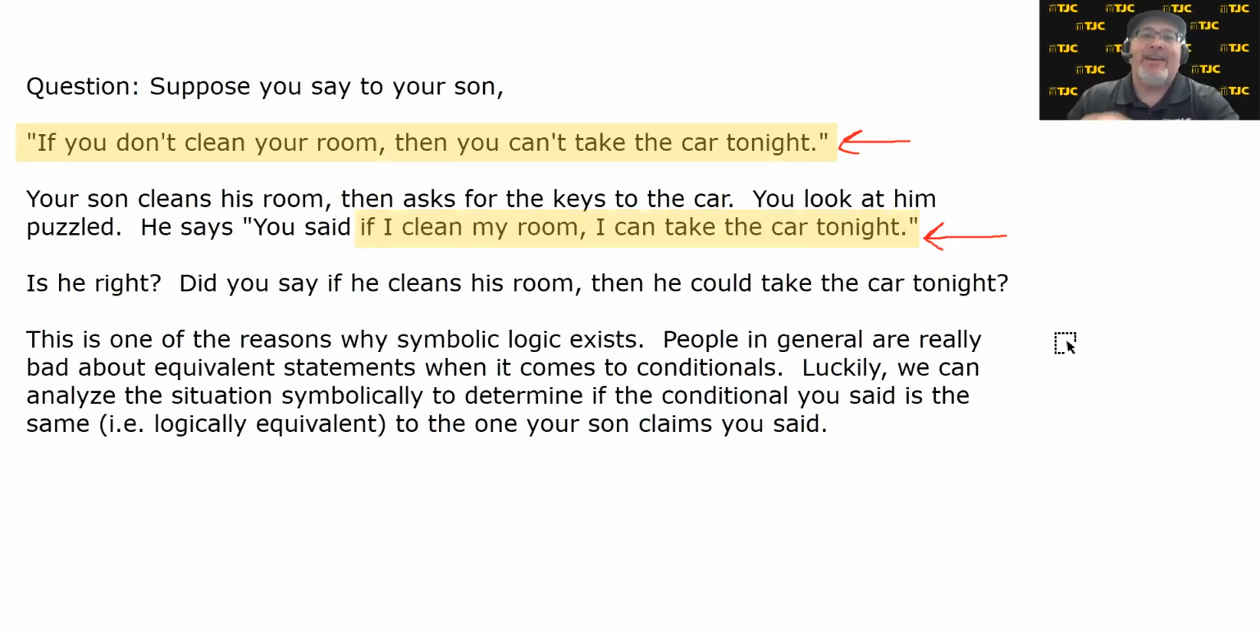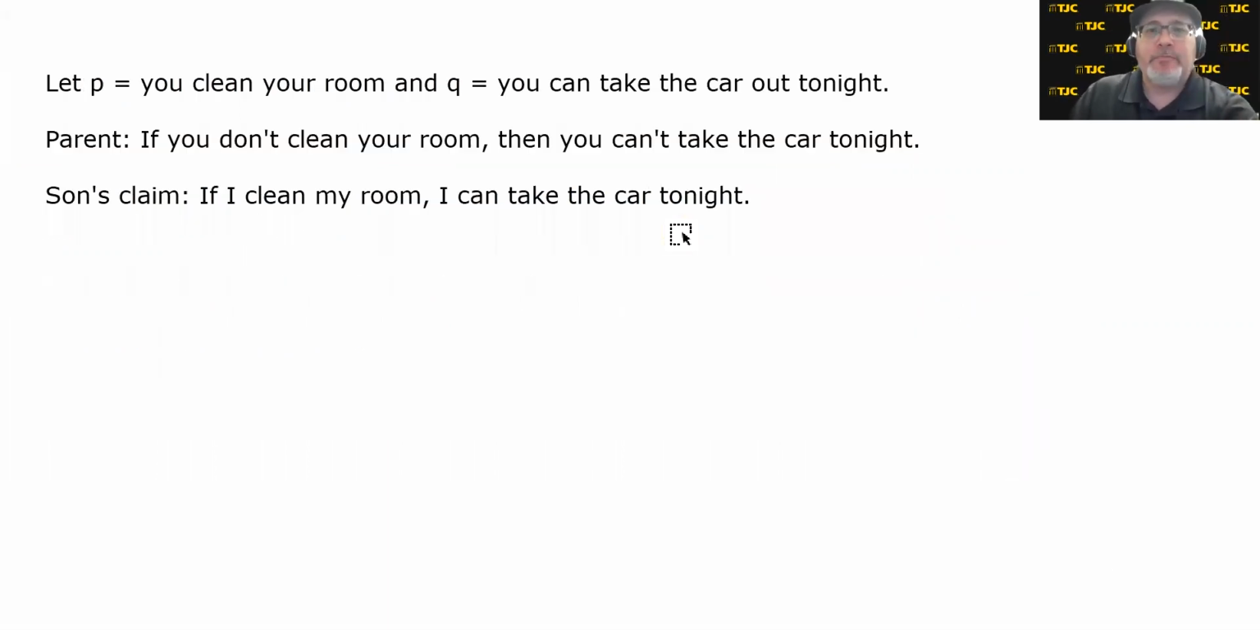Luckily, we can analyze the situation symbolically to determine if the conditional you said, the top one, is the same, in other words, logically equivalent to the one your son claims you said. Because if they are equivalent, then he's right and you should give him the car, unless you're just going to be a liar, which I wouldn't recommend. So let's attack this symbolically.